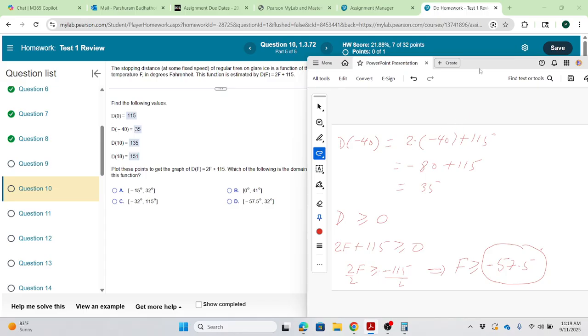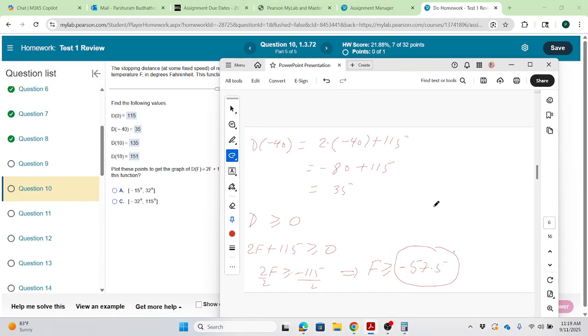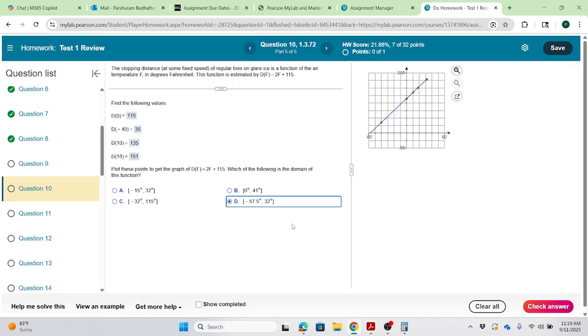And if you read the question carefully, it says the distance of regular tires on glare ice would melt if the temperature is greater than 32°F. So the temperature has to be less or equal to 32, and then this is the lower bound, which is f has to be greater or equal to negative 57.5. In that way, we can say that the domain, the temperature, is supposed to be in between these two numbers: negative 57.5 and 32.